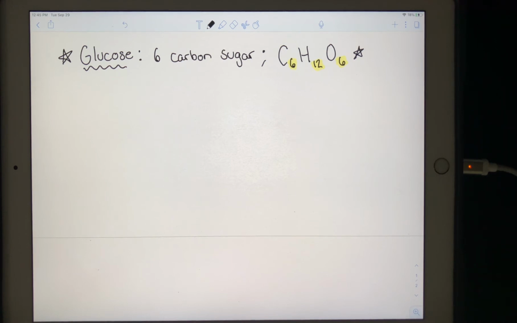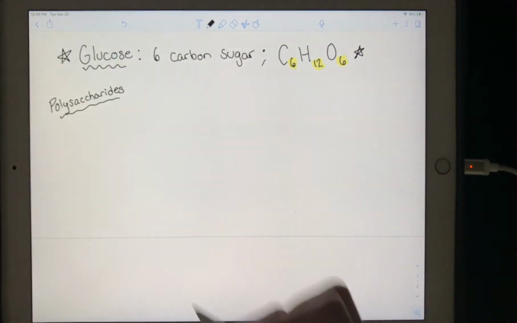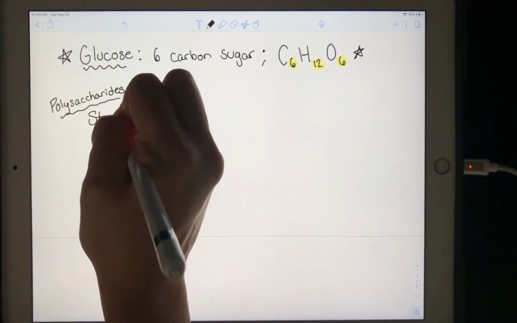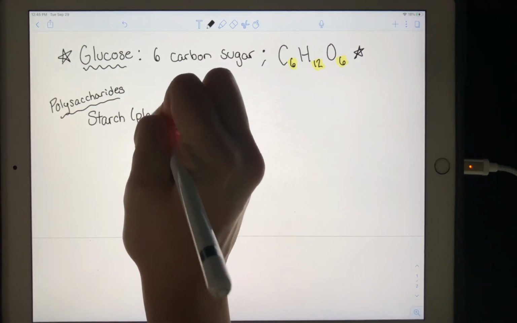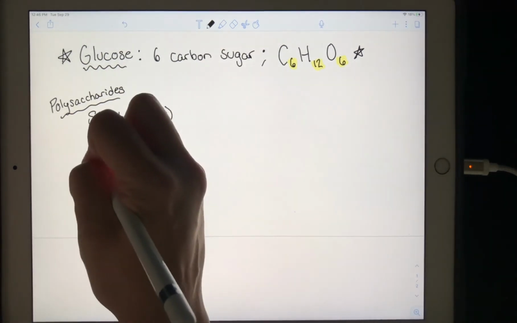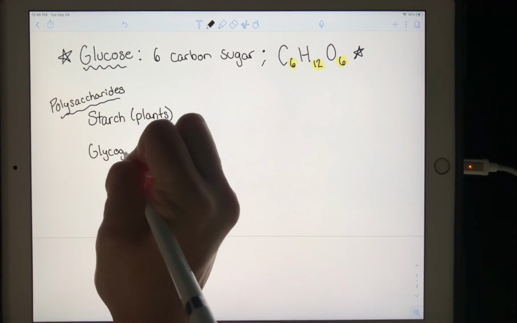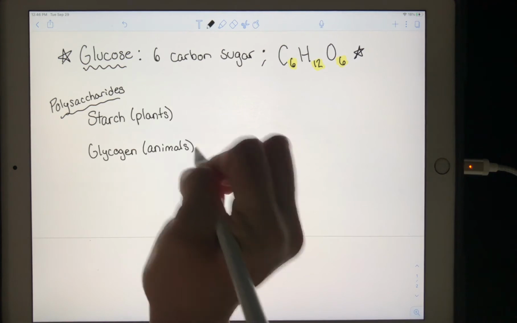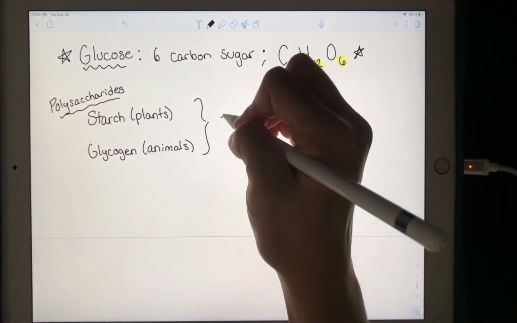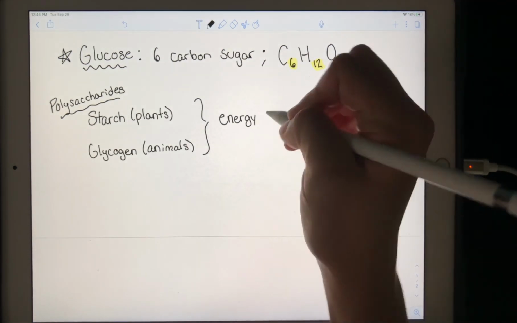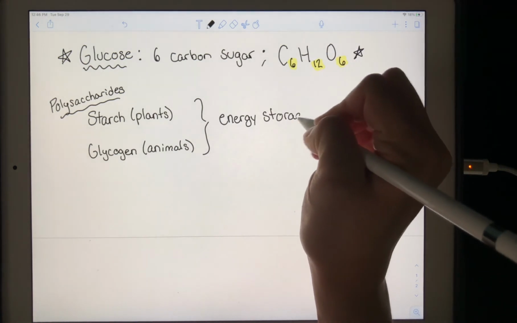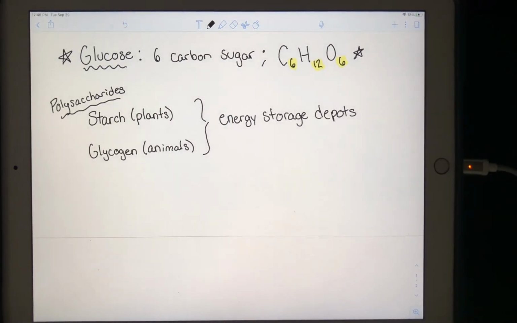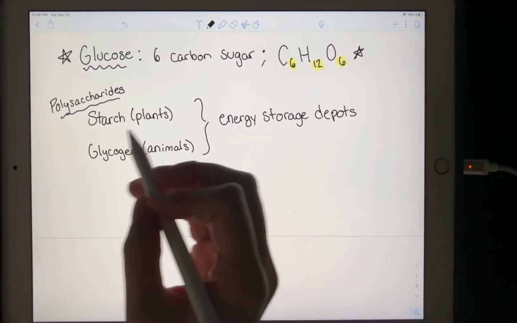We care about glucose because polysaccharides, like starches in plants or glycogen in animals, serve as energy storage depots. So energy is stored in these guys.